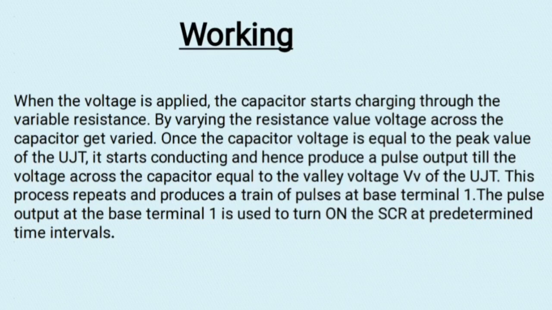When the voltage is applied, the capacitor starts charging through the variable resistance. By varying the resistance value, the voltage across the capacitor gets varied. Once the capacitor voltage is equal to the peak value of the UJT, it starts conducting and hence produces a pulse output till the voltage across the capacitor equals the valley voltage of the UJT. This process repeats and produces a train of pulses at base terminal 1. The pulse output at base terminal 1 is used to turn on the SCR at predetermined time intervals.